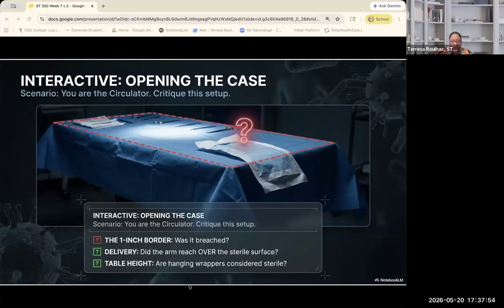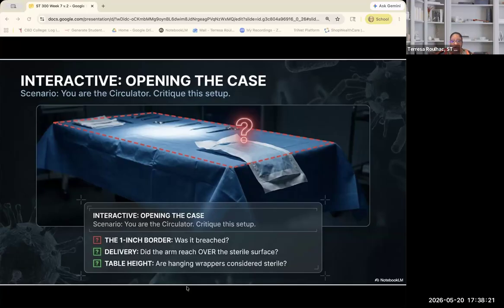Now, when we look at the proper method of delivering supplies, you try to drop them without reaching in. You're opening away, and you never want to hover over the field. Reaching over any of this, like reaching in over this, it makes sense, right? Anything could fall off and contaminate through gravity and shedding.